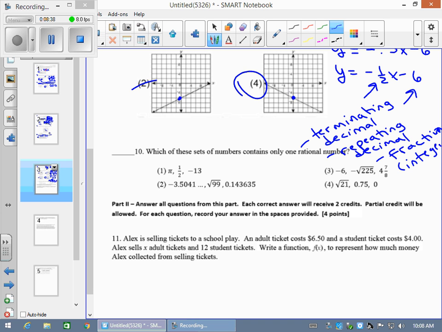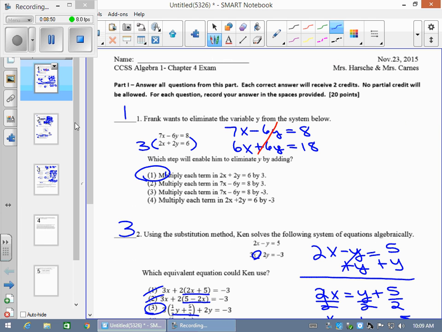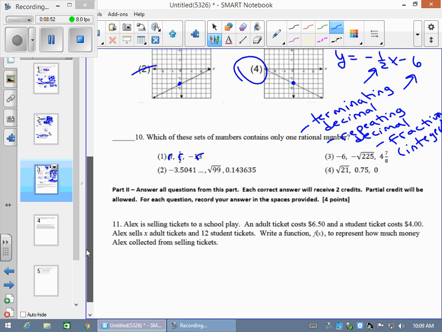Okay, so if you look at choice 1, it's rational, rational, rational. Sorry, I can't see where I'm writing here. All right guys, let's revise that. If you look at choice 1, pi is irrational, 1/2 is rational, -13 is rational.